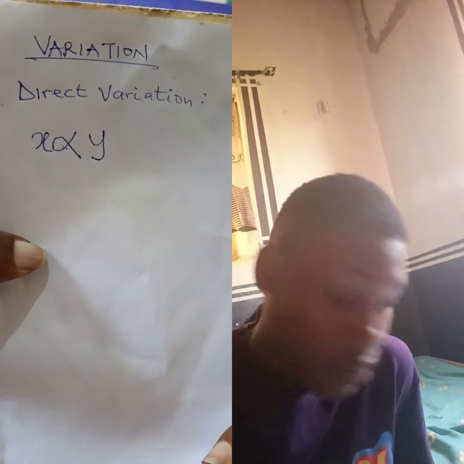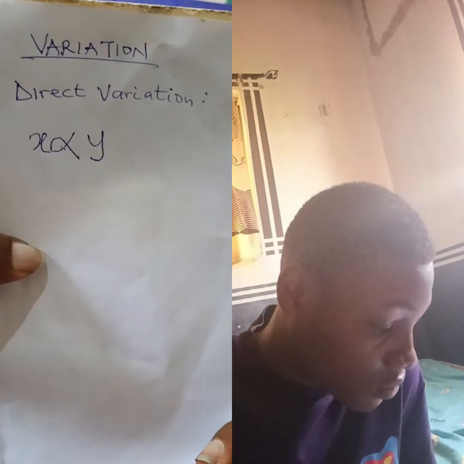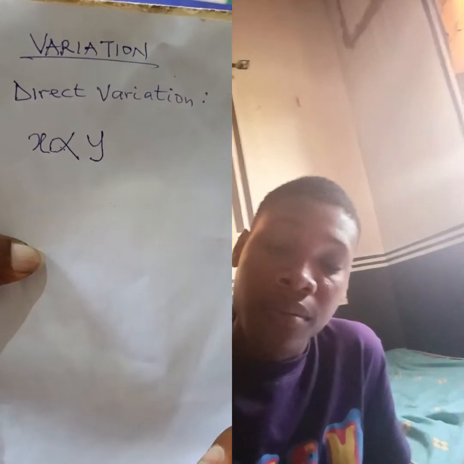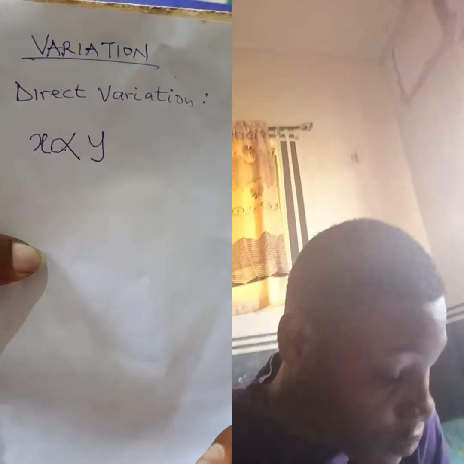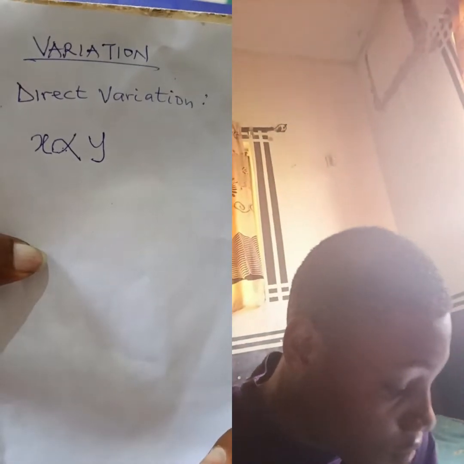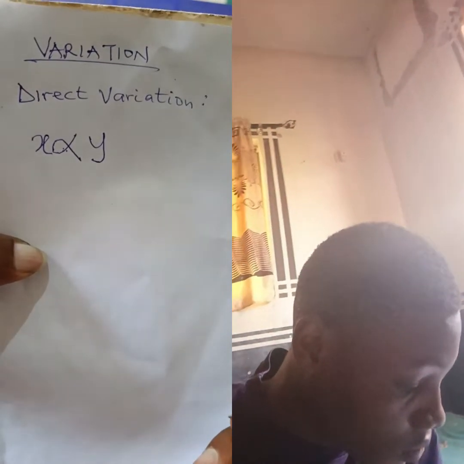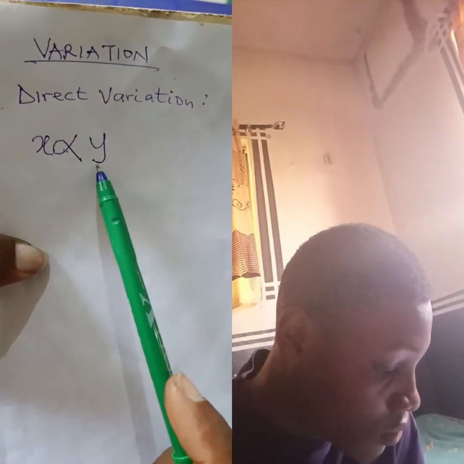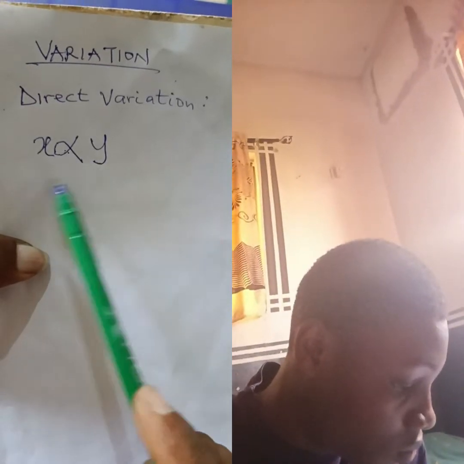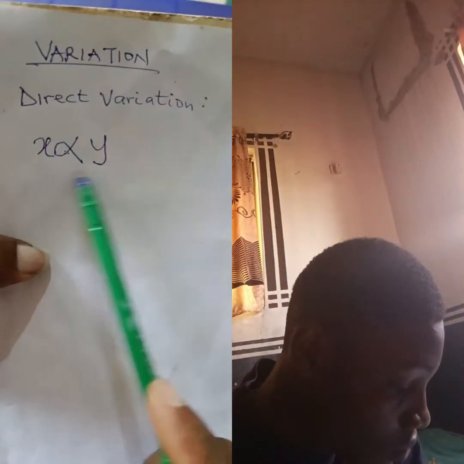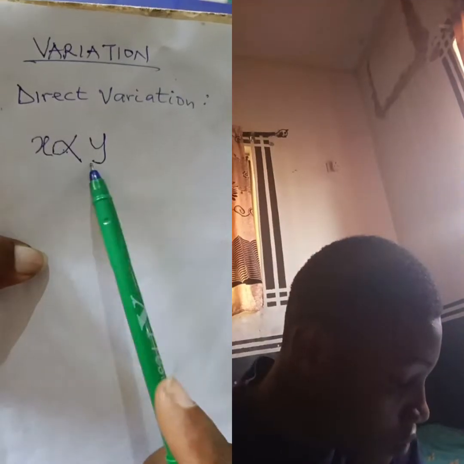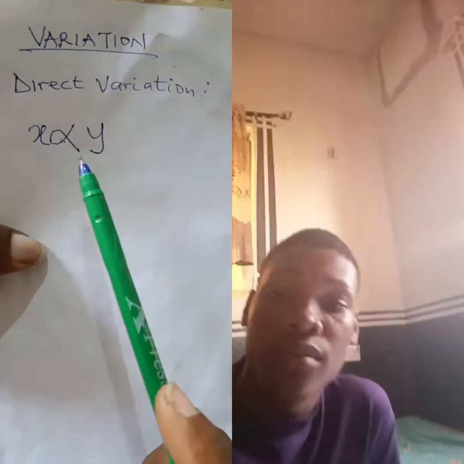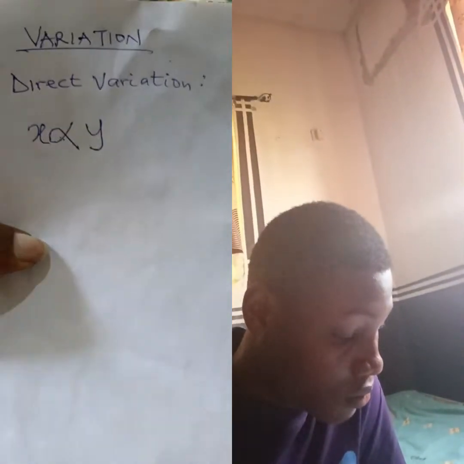So write it right under your definition of direct variation. If x varies as y or varies directly as y, it is written as this. So you write this thing showing on the paper. Have you written it? Yeah.